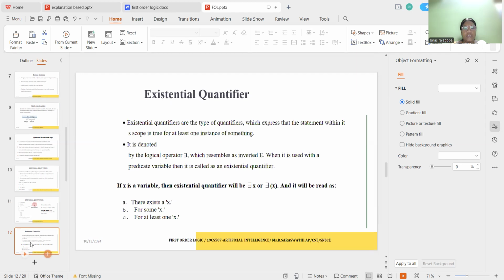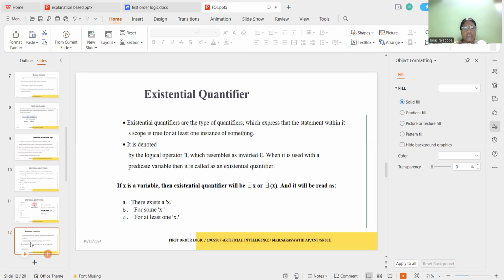Existential quantifier. These are the type of quantifier which express that the statement within the scope is true for at least one of the instances for something. The given statement is true for at least one of the instances. It is denoted by the logical operator there exists, which resembles an inverted E. When it is used with a predicate variable, it is called an existential quantifier.